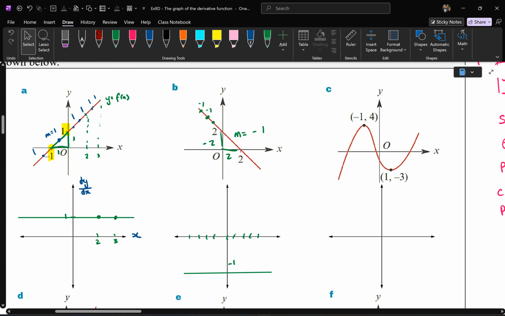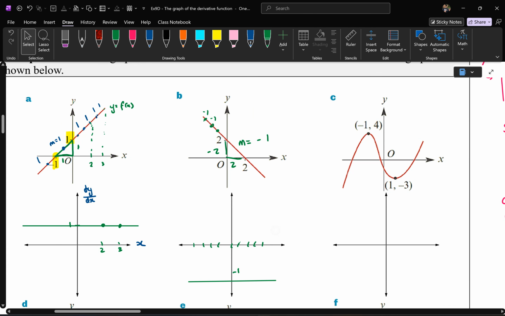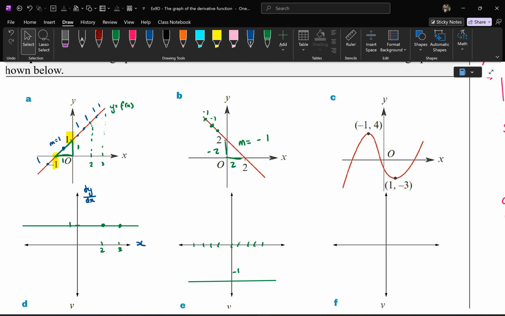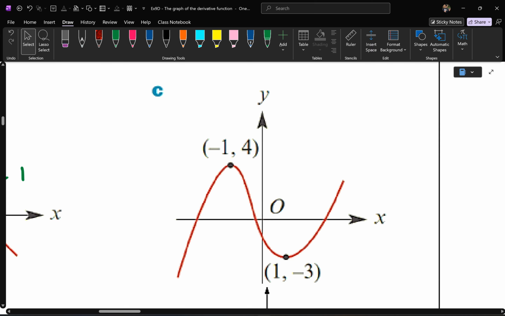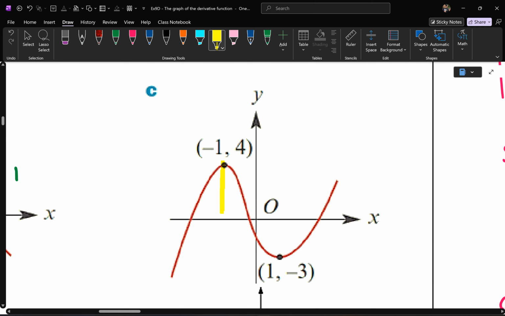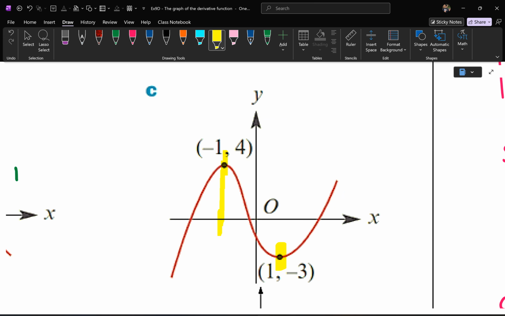Now, part C is slightly trickier, and I guess this is the one that you practice, and then you can start applying to the other functions as well. But let's have a look at this one. Just on the left side, so C, notice that at the very top, at the turning points, what do we know about the gradients at the turning point, Charlie? 0. Very good.